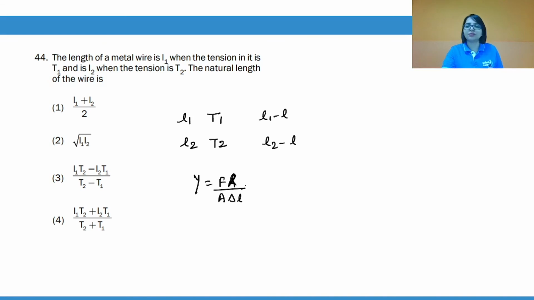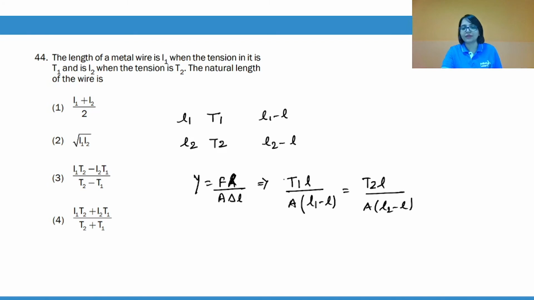So it will be FL upon A delta L, right? For the first case, you can write Young's modulus as T1 into L divided by area of cross section A into delta L, that is L1 minus L. And for the second case, you can write Young's modulus, which is same as that of the first one, T2 into L divided by area into L2 minus L, right? So this will cancel this.